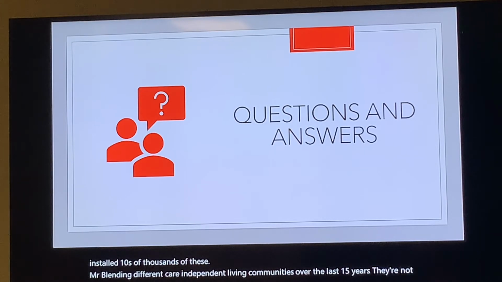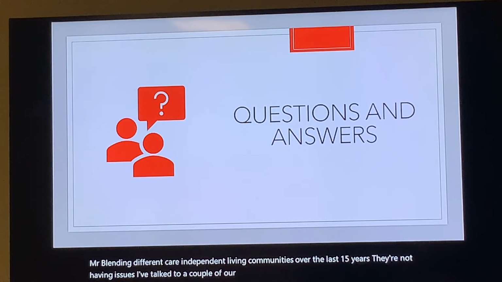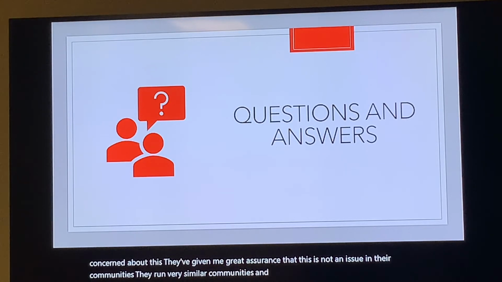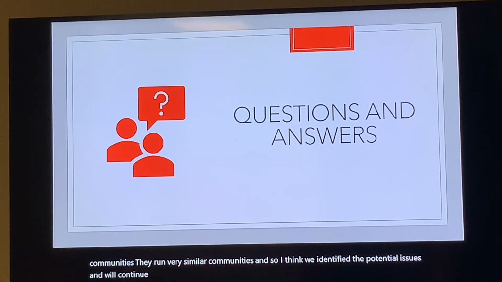I've talked to a couple of our other executive directors to say, hey, my residents are concerned about this. They've given me great assurance that this is not an issue in their communities. They run very similar communities. And so I think we've identified the potential issues, and we'll continue to work on this as we go through the installation, but we're going to be able to do this.